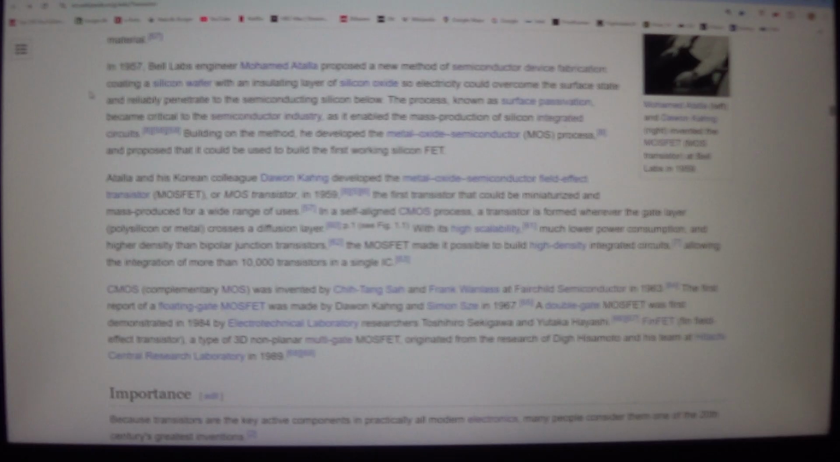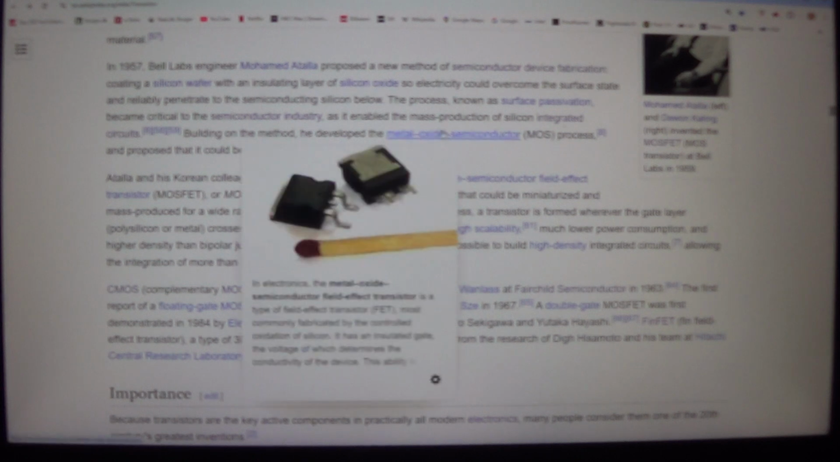The process, known as surface passivation, became critical to the semiconductor industry, as it enabled the mass production of silicon integrated circuits. Building on the method, he developed the metal oxide semiconductor, MOS, process, and proposed that it could be used to build the first working silicon FET.